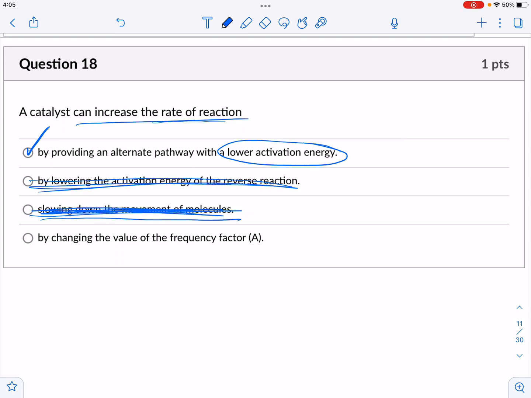By changing the value of the frequency factor? Well, the catalyst doesn't really have much to do with the frequency factor, and the frequency factor probably has not so much of a big effect there. So we are looking more at the activation energy. Remember, the activation energy is a requirement. The lower the requirement, the faster the reaction will go.